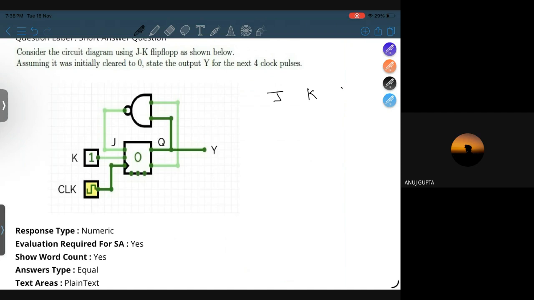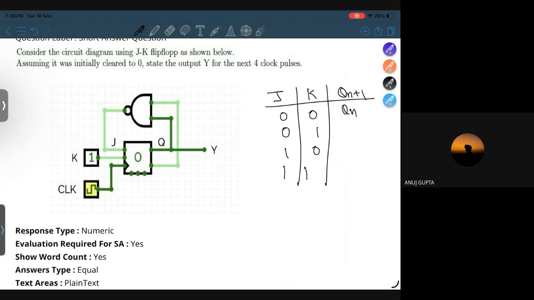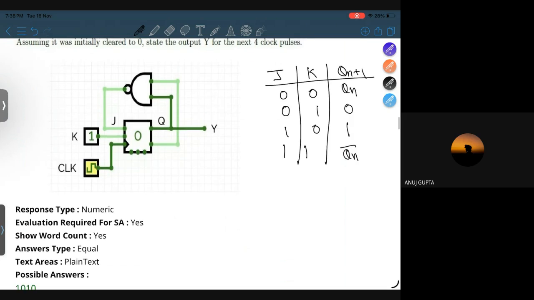So that is J, K and Qn plus 1. For 0 0 it will be Qn, 0 1 gives 0, 1 0 gives 1, and 1 1 gives Qn complement.